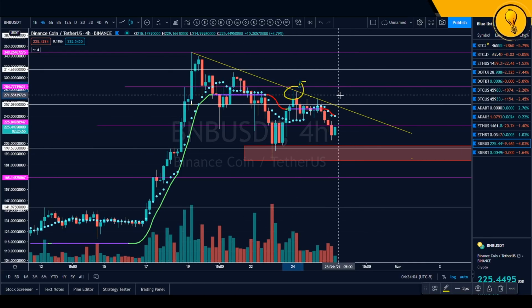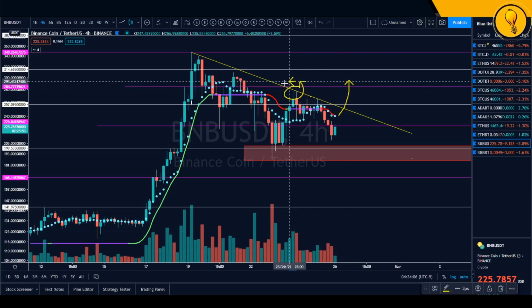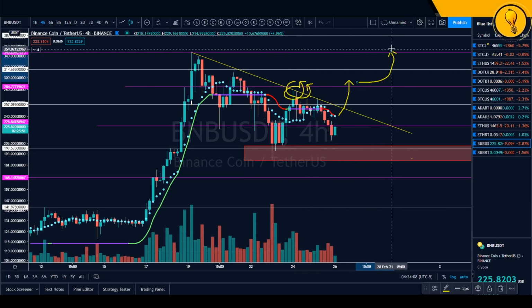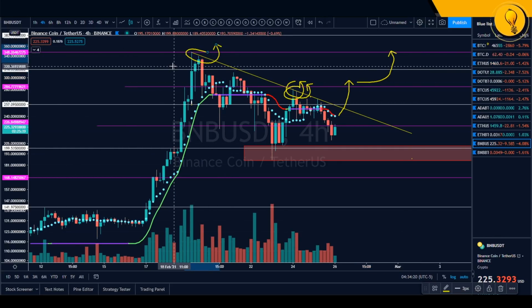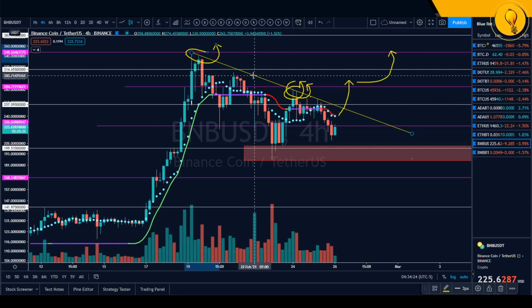So if we can actually see that move to the upside, take this out, I will be looking for continuation to the upside. The first major point of resistance comes in at 314, going all the way up to these highs right here at 346. That's where we actually saw BNB top out, right? Us taking out 346 will have further bullish implications for BNB.